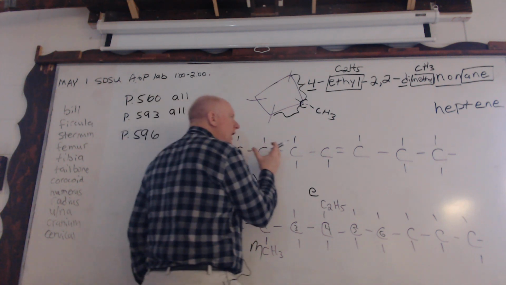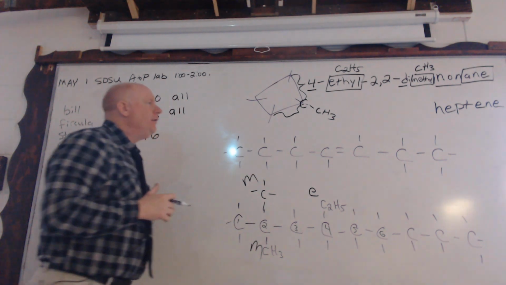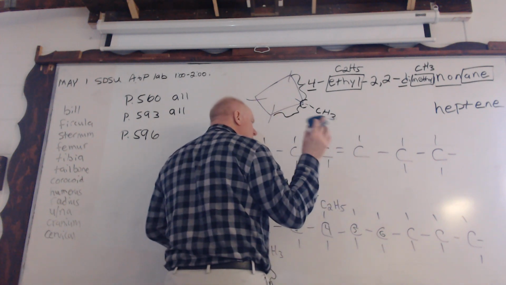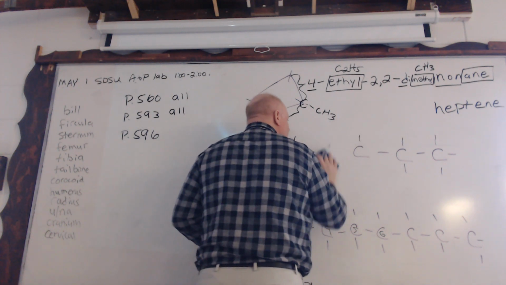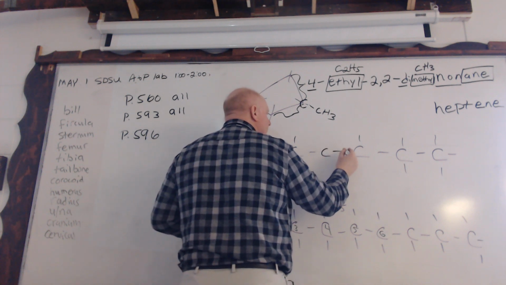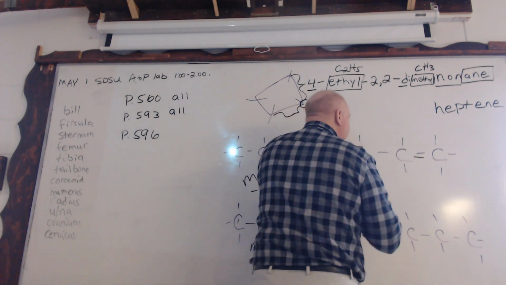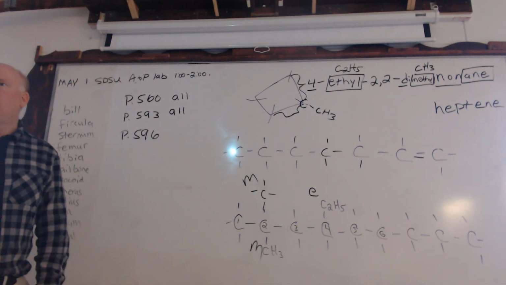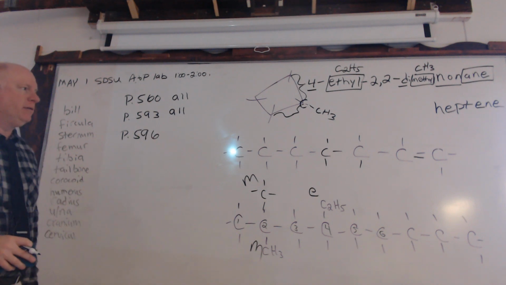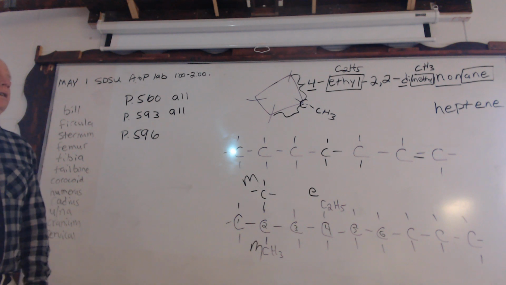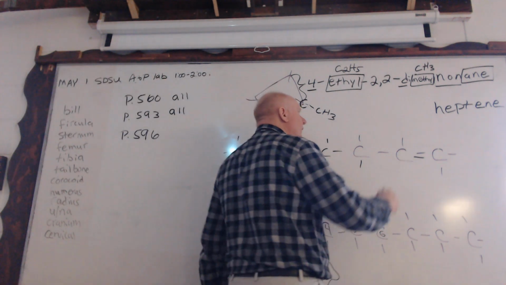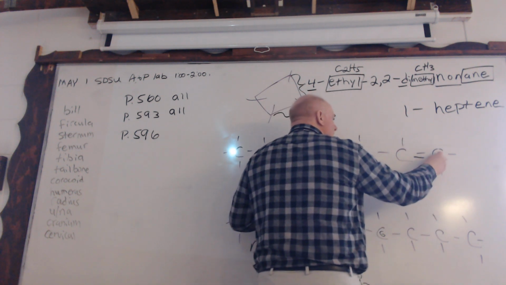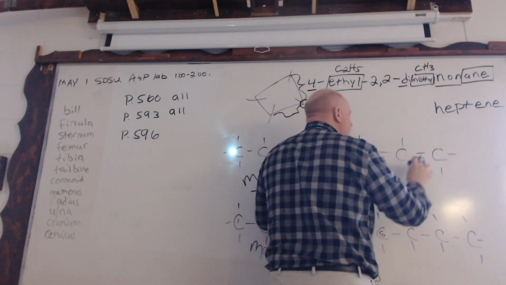Then the last thing you have to do. Heptene would be correct if this was how it was written. Why would that be right as heptene? Where is the double bond on this compound? On the first one. Okay? And if you really wanted to be specific, you could write that. But that double bond is not located after the first carbon. So we need to change this back to what it was.